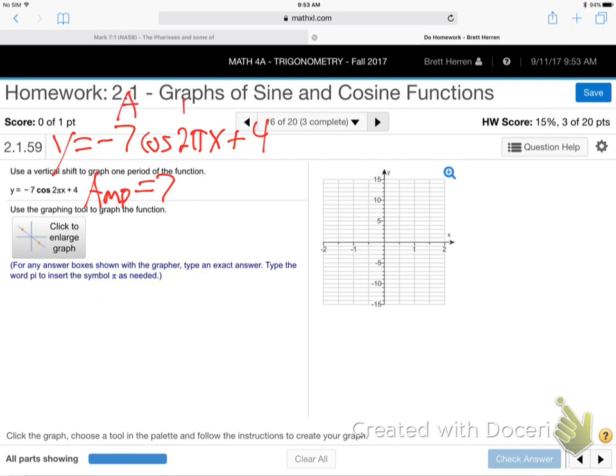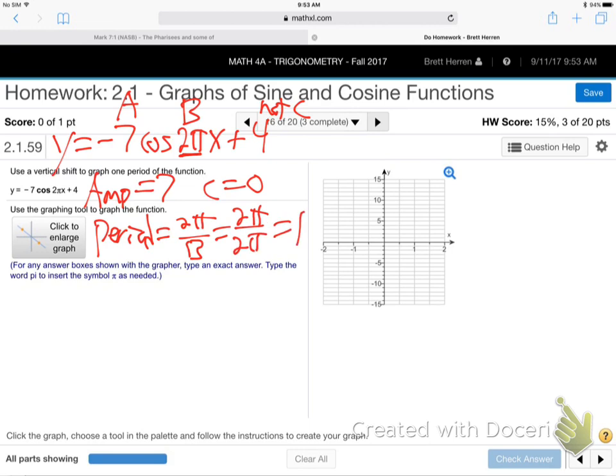So this is A. This is B. B is 2 pi. This out here is not C, so I'll just call it not C. That plus 4 is not C, so C must be 0. So the period is 2 pi over B, so that's 2 pi over 2 pi. Period's just 1. What's phase shift going to be? 0, because C is 0. It's negative C over B, so it's negative 0 over whatever B is, 2 pi. It's just 0. Okay, so good.